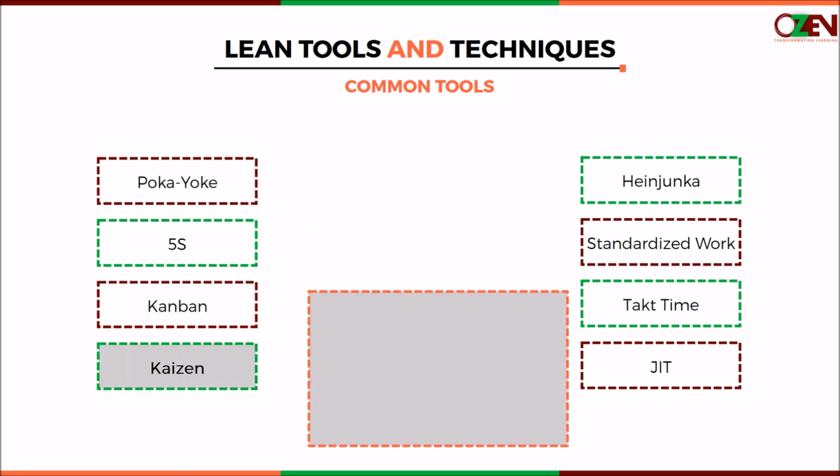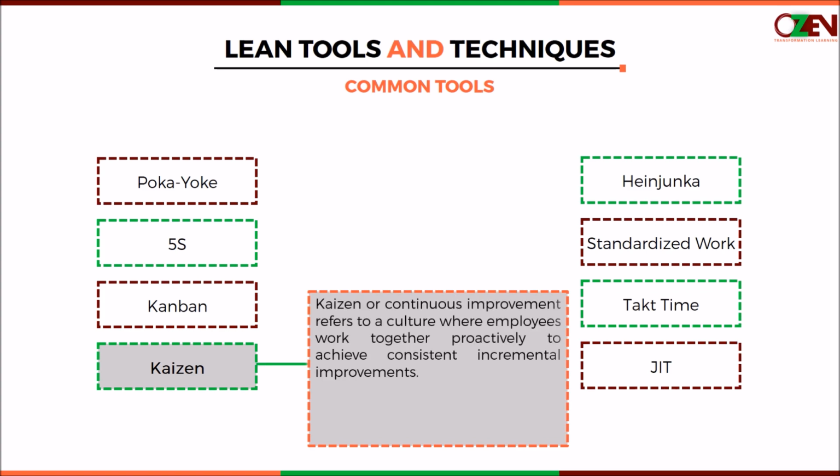Kaizen, or continuous improvement, refers to a culture where employees work together proactively to achieve consistent incremental improvements. For example, Toyota has a Kaizen culture, and this is desired in any lean organization.